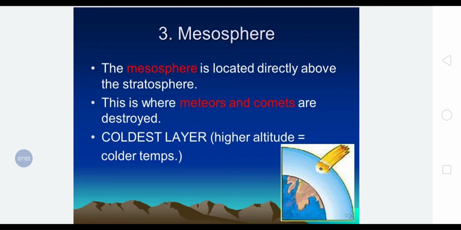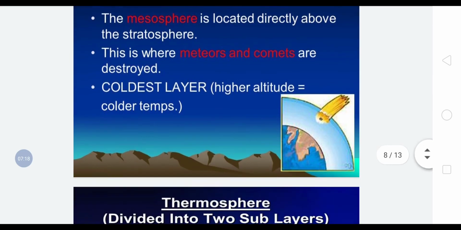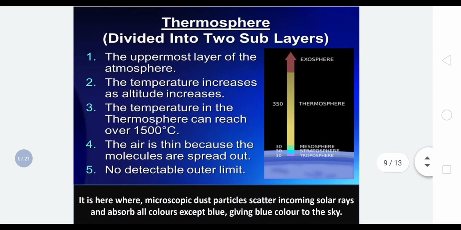They get burned by themselves, because when they are coming from the higher outer space towards the earth's surface, this is the coldest layer, और यहाँ पे वो अपने आप ही burn हो जाते हैं, ख़त्म हो जाते हैं, वो destroy हो जाते हैं.